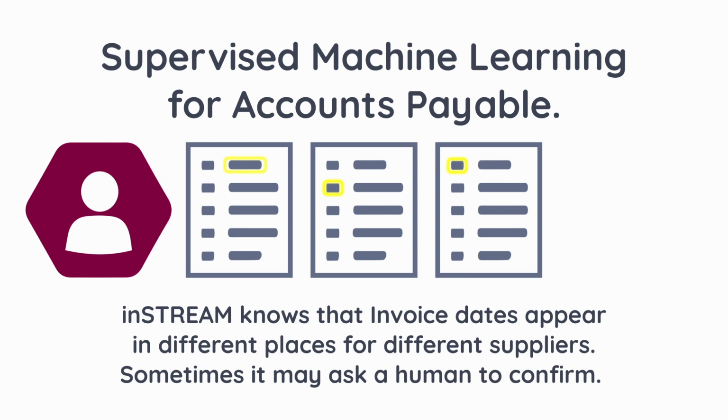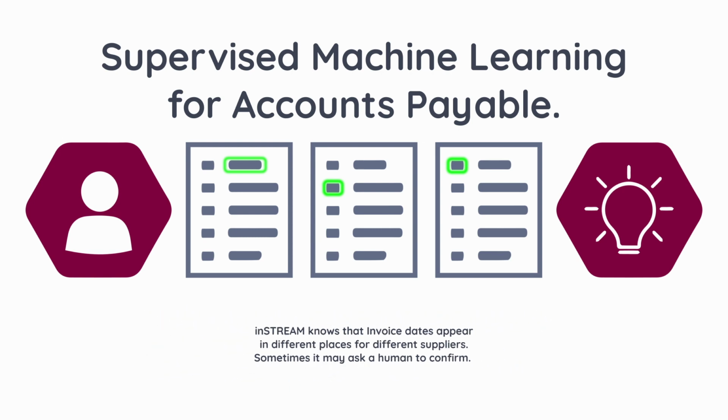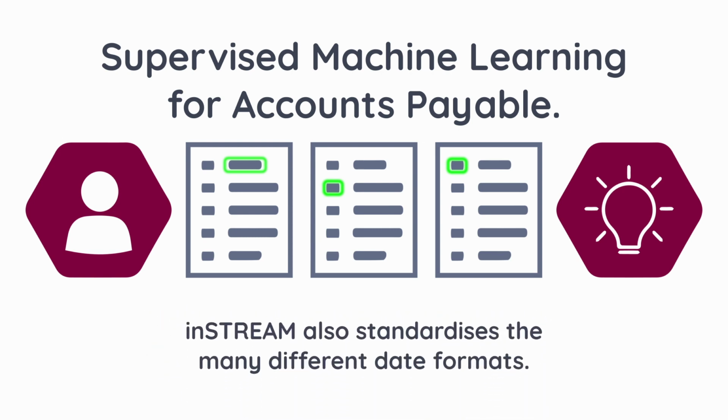Once a human-in-the-loop operator has taught the system, by clicking and confirming where the date is on the invoice, InStream knows where to look next time an invoice arrives from this supplier. Also, to avoid confusion, InStream standardizes date formats to accommodate global date variations.